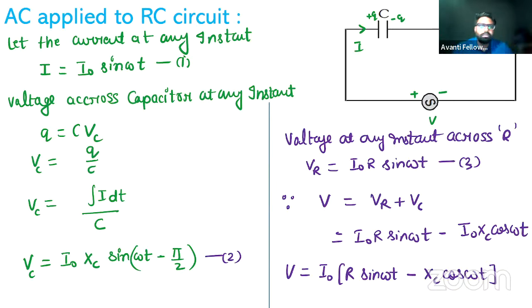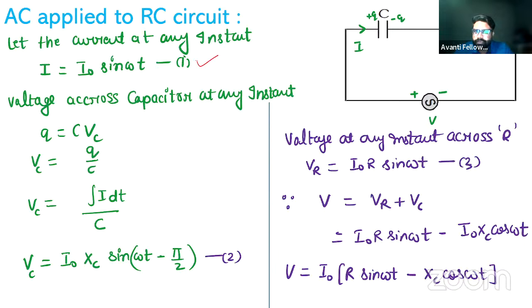As we saw in the previous lecture, in the LR circuit the only role was played by the inductor. Similarly, in the RC circuit, all the changes and lagging and leading of current or voltage will be applicable only to the capacitor, because the resistor is the device in which voltage and current remain in the same phase. First, the current at any instant is I equals I naught sine omega t.